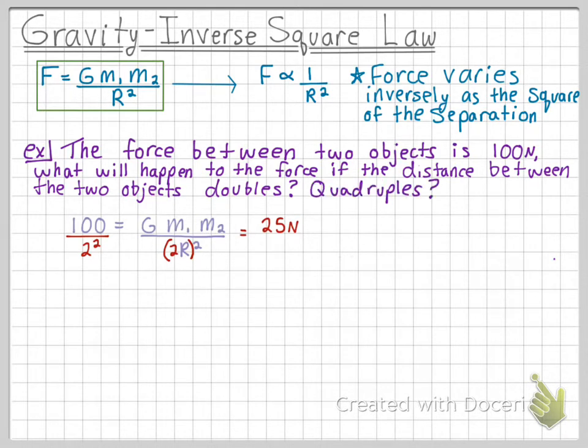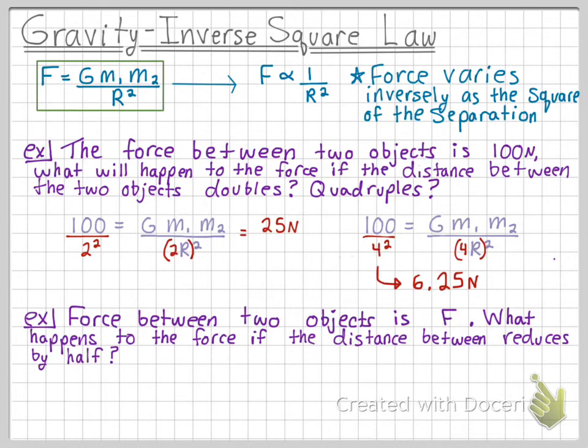Now, what will happen if the distance quadruples? So we have our original equation here, and we're going to put a 4 next to the r because that's what we mean by quadruple. And since we have a 4 squared in the denominator on the right-hand side, that means we have to put a 4 squared in the denominator on the left-hand side. And we will find that this force decreases to 6.25 newtons. So take note that the further and further away the objects become, the weaker and weaker the gravitational force becomes. Now let's tackle a slightly different problem.